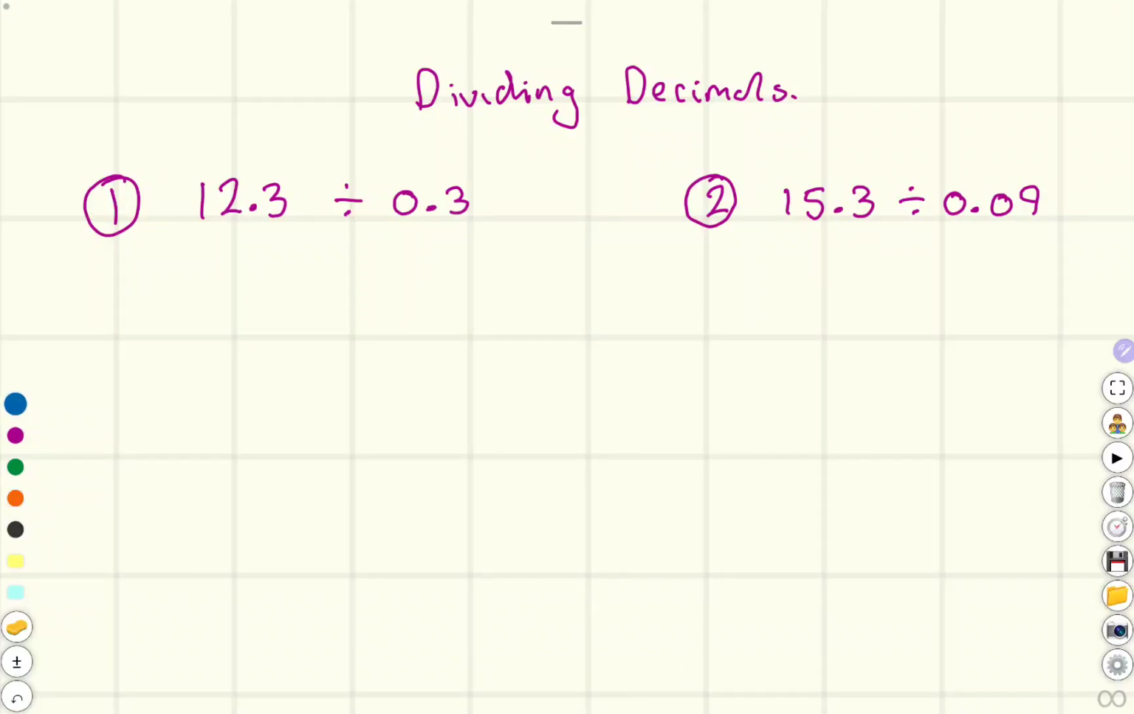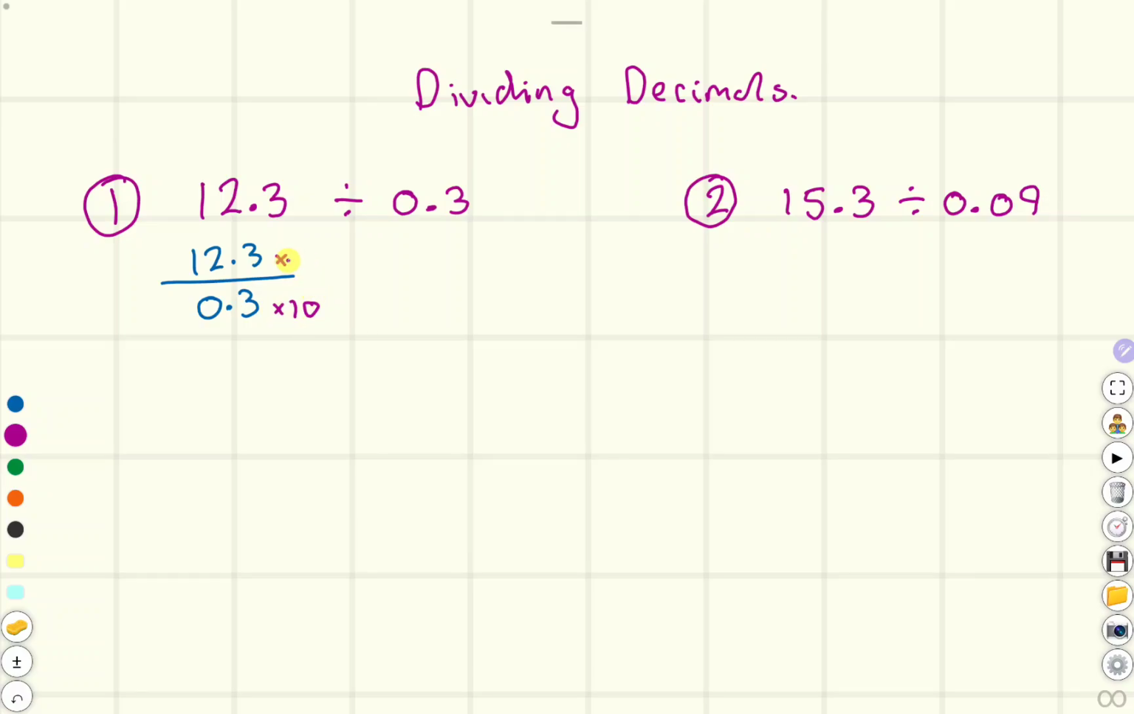So we can see for question number 1 here, we've got 12.3 divided by 0.3. Now if I write this in a fractional form like this, because this is what this means, we can see that the denominator, the number on the bottom, is a decimal. For this method to work, we need the bottom number to be a whole number. And the easiest way to change something with one decimal place into a whole number is to multiply by 10.